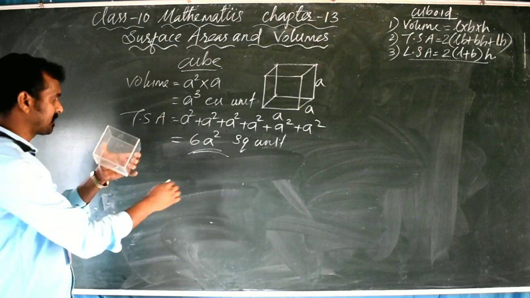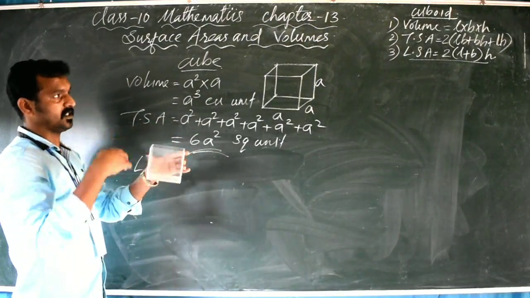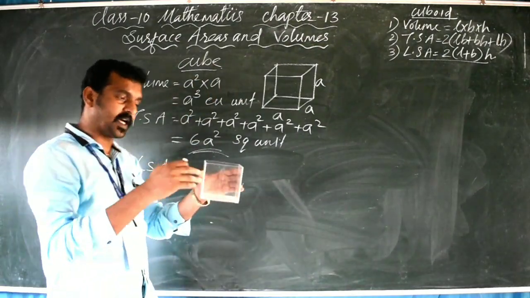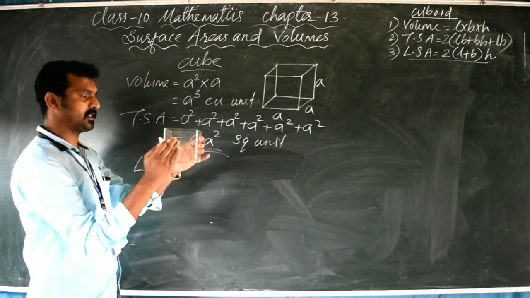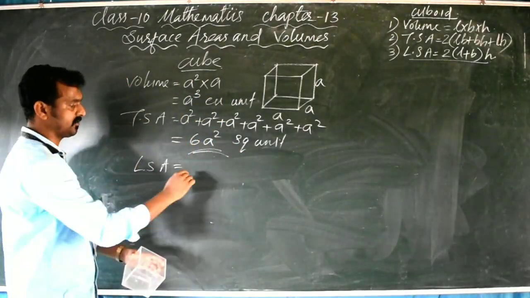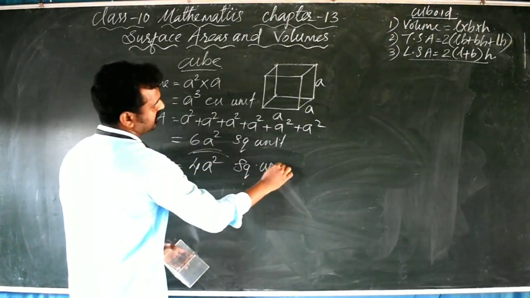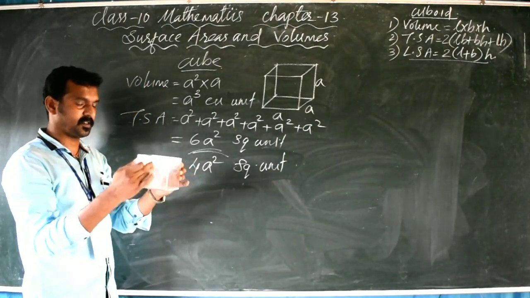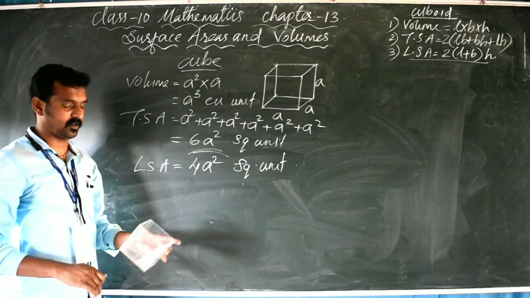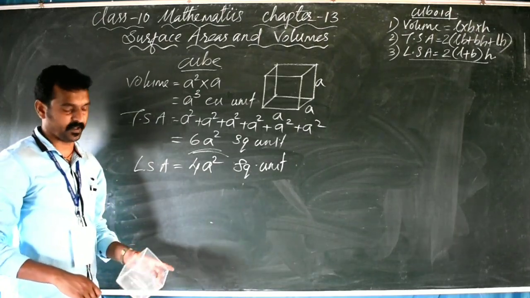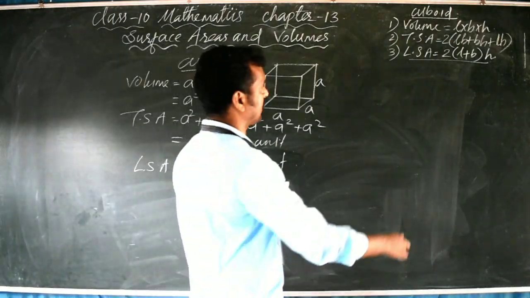Now lateral surface area of a cube. What is the formula for finding the lateral surface area of a cube? Only side faces. I told that in the case of a cuboid also. Only side faces. Area of the 4 side faces, that is called the lateral surface area. A square plus A square plus A square plus A square, it will come 4A square, square unit. That is the lateral surface area of a cube. Okay, now those formulas we can write here.